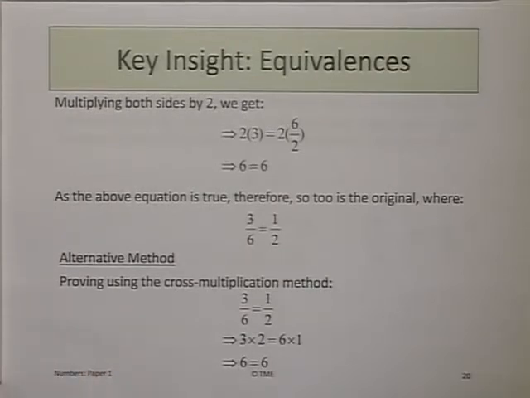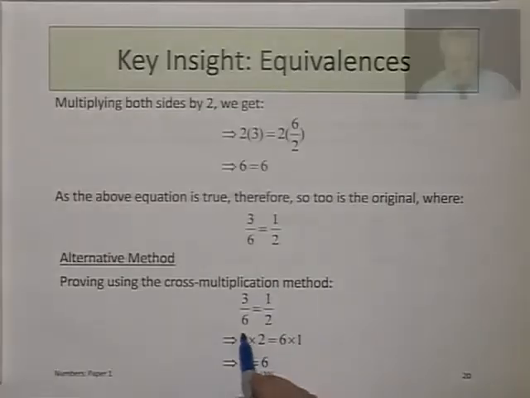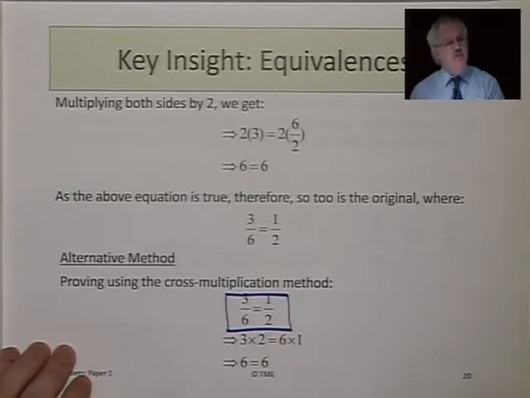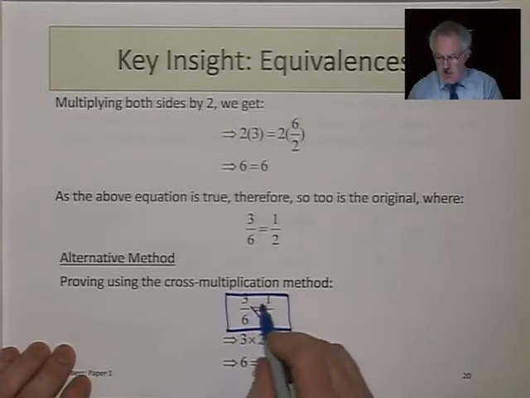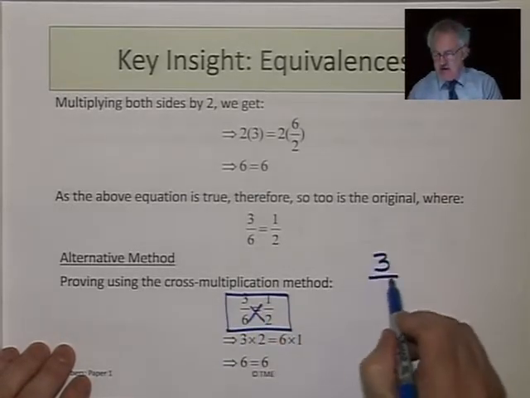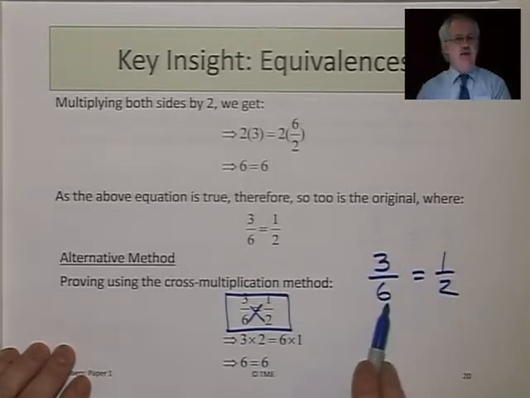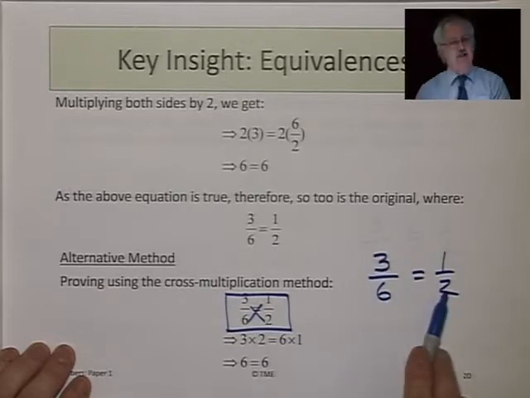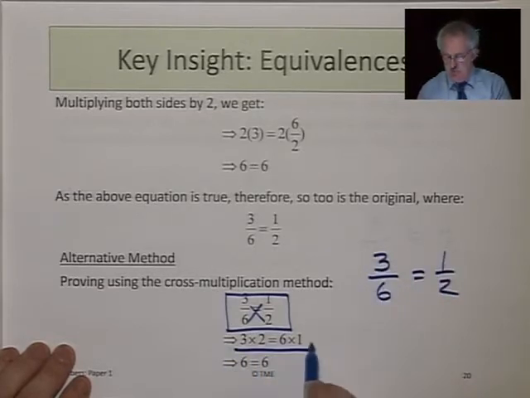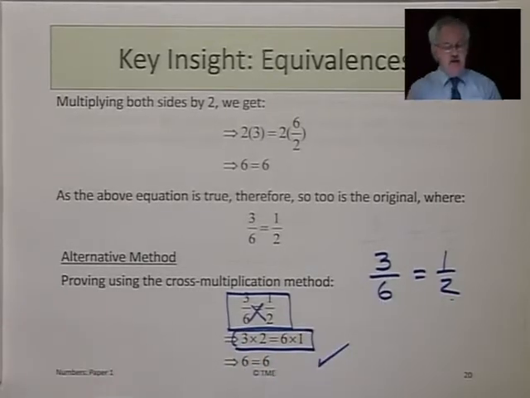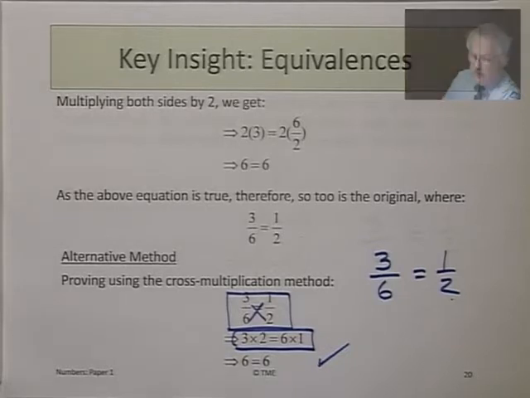There's an alternative method of doing that. It's called the cross multiplication method, where if somebody says 3/6 is 1/2, you're very familiar with cross multiplying. That times that is that times that. Top right, bottom left. Top left, bottom right. So you say 3 times 2 is 6 times 1. 6 is 6. And again, you get that equivalence.